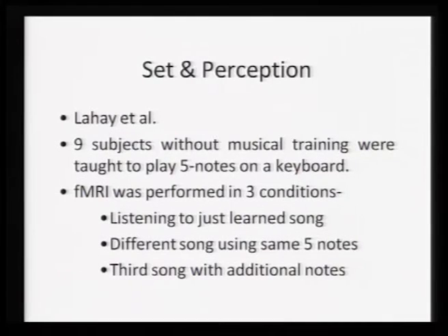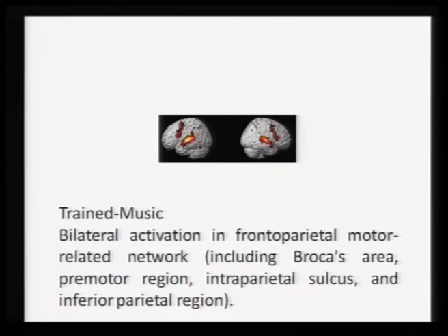One, you listen to the song that you have just learned. Two, a different song using the same 5 notes was played. And the third condition, a third song with additional notes was played, and once again the functional magnetic resonance imaging technique was used. Their brain was studied. What happened in the brain? The findings suggested a bilateral activation in the frontoparietal motor related network. This included the Broca's area, the premotor region, the intraparietal sulcus and the inferior parietal region.